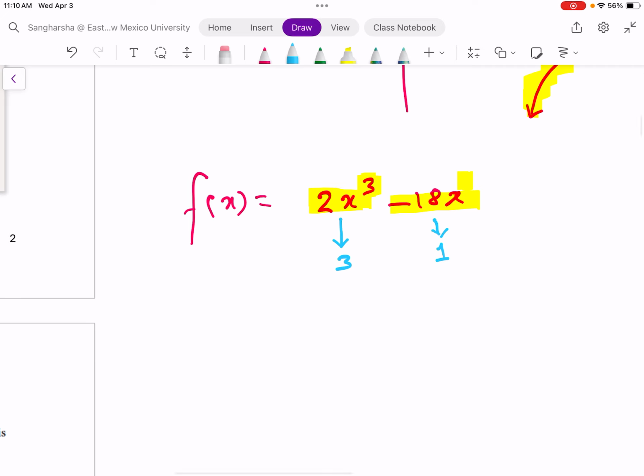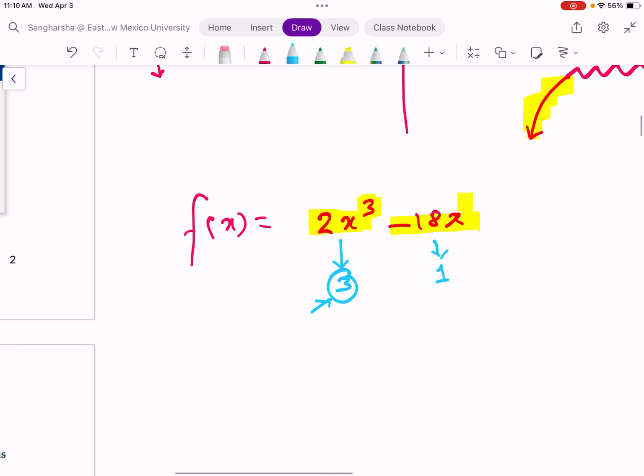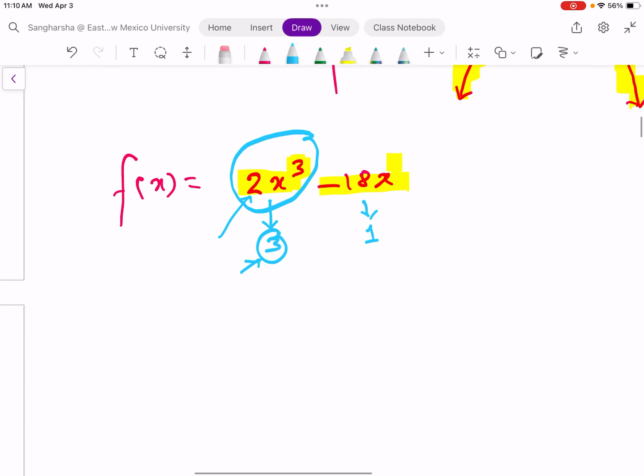Now, when we talk about the degree of a function, what is the degree of the function here? The degree of a function is the highest degree. So 3 is the highest degree, and this 3 is the degree for this polynomial function. And what do we call the term with the highest degree? We call this the leading term. The coefficient of the leading term is the leading coefficient, right? And we also had the leading term test. We use the leading term to find the end behavior of the function.